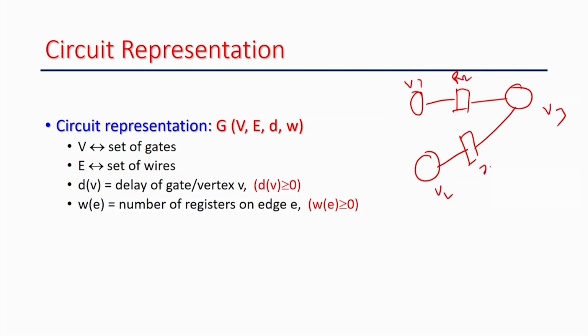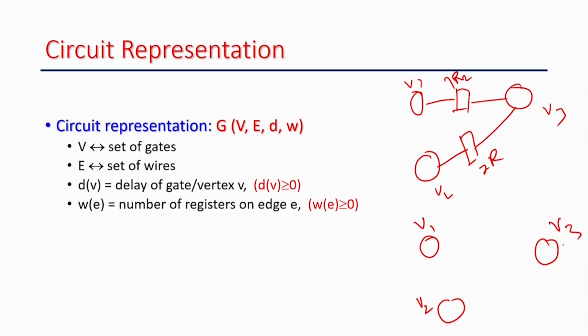So, there are two resistors here, 2 R, and this is 1 R. What I am going to do here is construct a graph from this circuit, where for each gate I have a node. So, I have a node for V1 and V3 in this graph, the circuit representation graph.